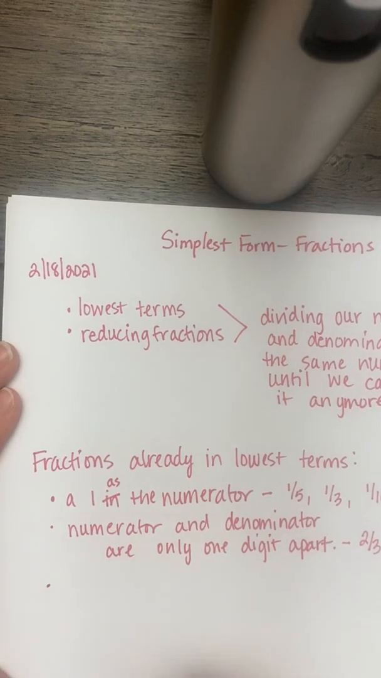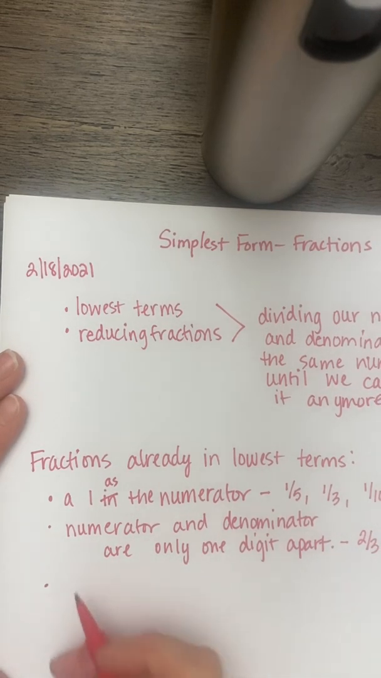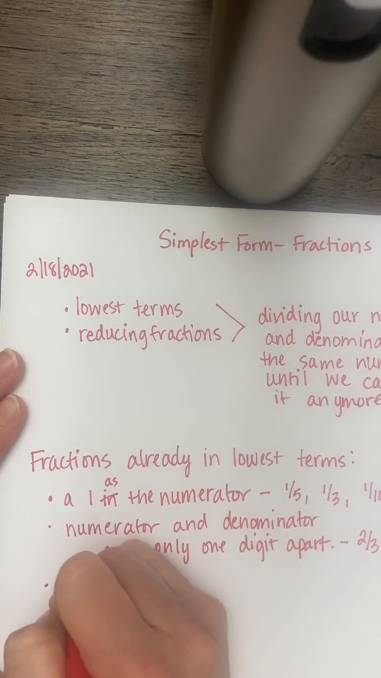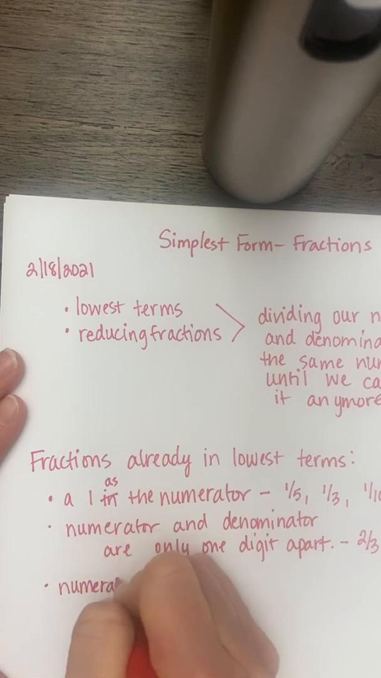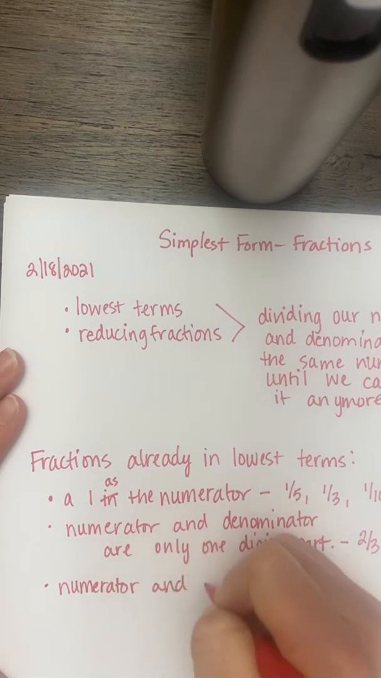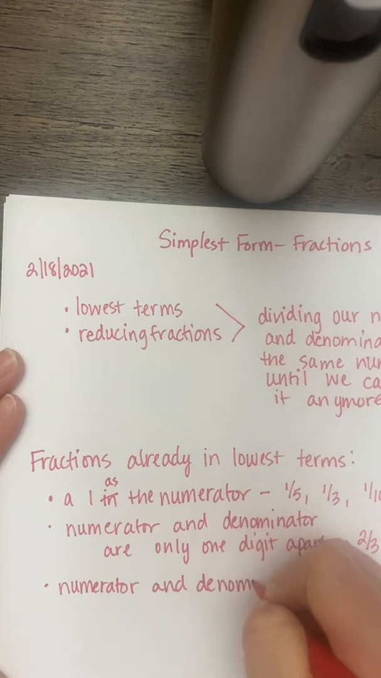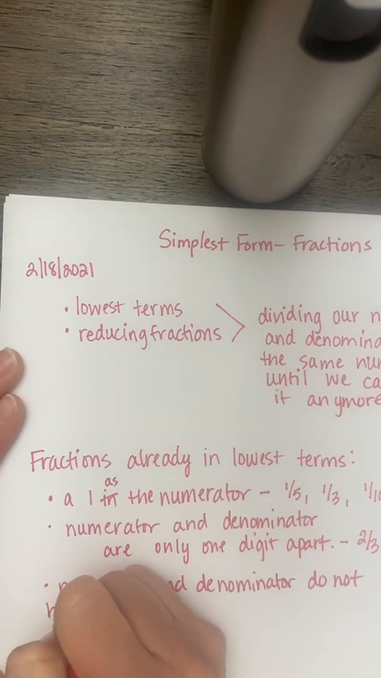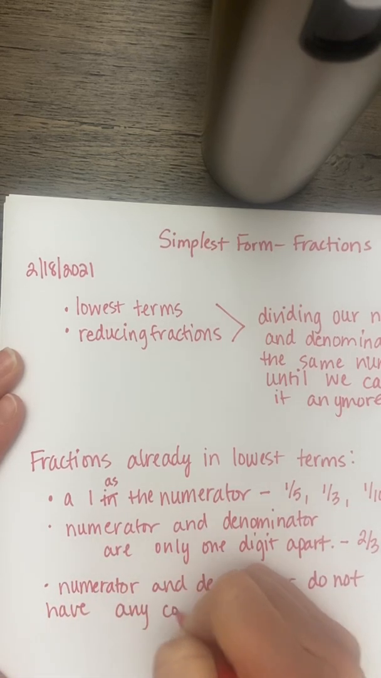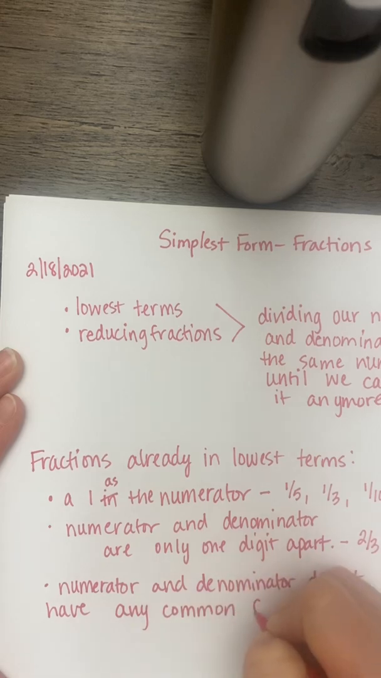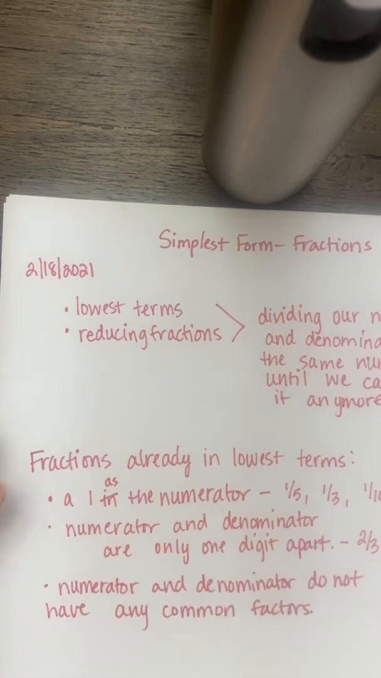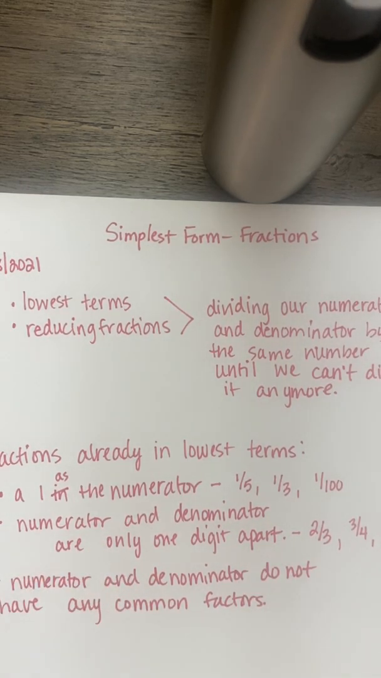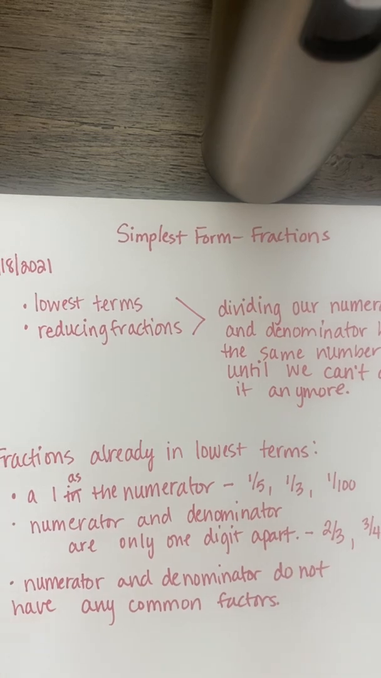Okay, the other situation when they are already in lowest terms is if they do not have any common factors. So my numerator and denominator do not have any common factors. So the first two are just kind of shortcuts for recognizing a fraction in lowest terms. The third one is going to take a little bit of thinking.